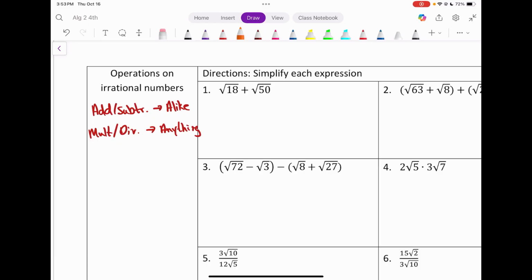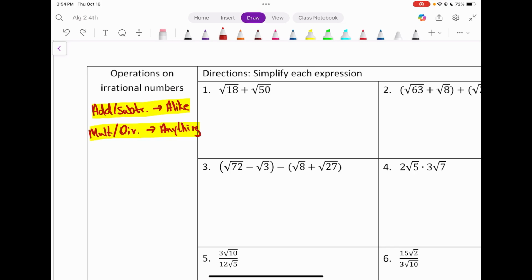Hey, we're starting simplification of expressions, simplifying algebraic expressions and radical expressions, and what you need to know on every one of these is what I have written here. If you're adding or subtracting anything, they have to be alike. If you're multiplying or dividing, you can multiply and divide anything, okay? But you can only add and subtract things that are alike. Notice here these radicals are not alike. So in order to add or subtract them, we would have to somehow make them alike.